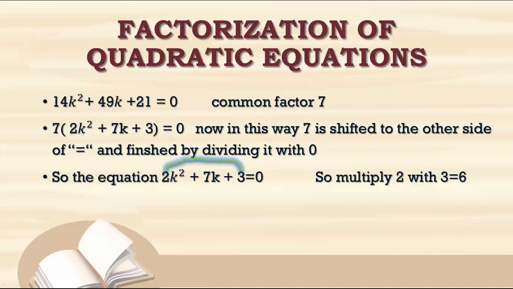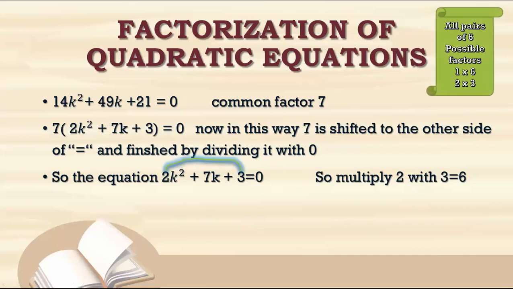Now, after taking the factors of 6, we have to see which is the suitable pair to replace the middle term. Our middle term is 7k, so the best pair is 1 into 6. The other factor pair, 2 into 3, is not suitable because 3 plus 2 or 3 minus 2 is not equal to our middle term 7. So we take 1 multiplied by 6 as the best suitable pair of factors, because 1 plus 6 is 7.